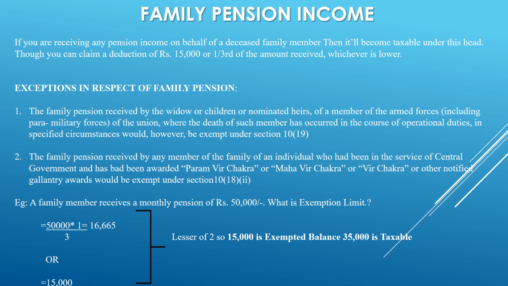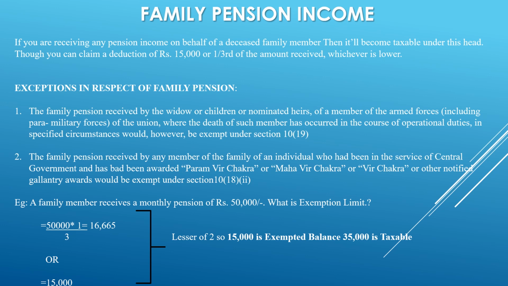So the Act says that a family pension received by the widow or the children or the nominated heirs of any armed forces of the Union, where the death of such member has occurred in the course of operational duties, is exempt. And it also says that the pension received by any member of the family of an individual who had been in service of the central government and has been awarded Paramveer Chakra, Mahavir Chakra, Veer Chakra or other notified gallantry awards would be exempted under this Act. Otherwise, for any other persons getting the family pension, it is subject to tax.